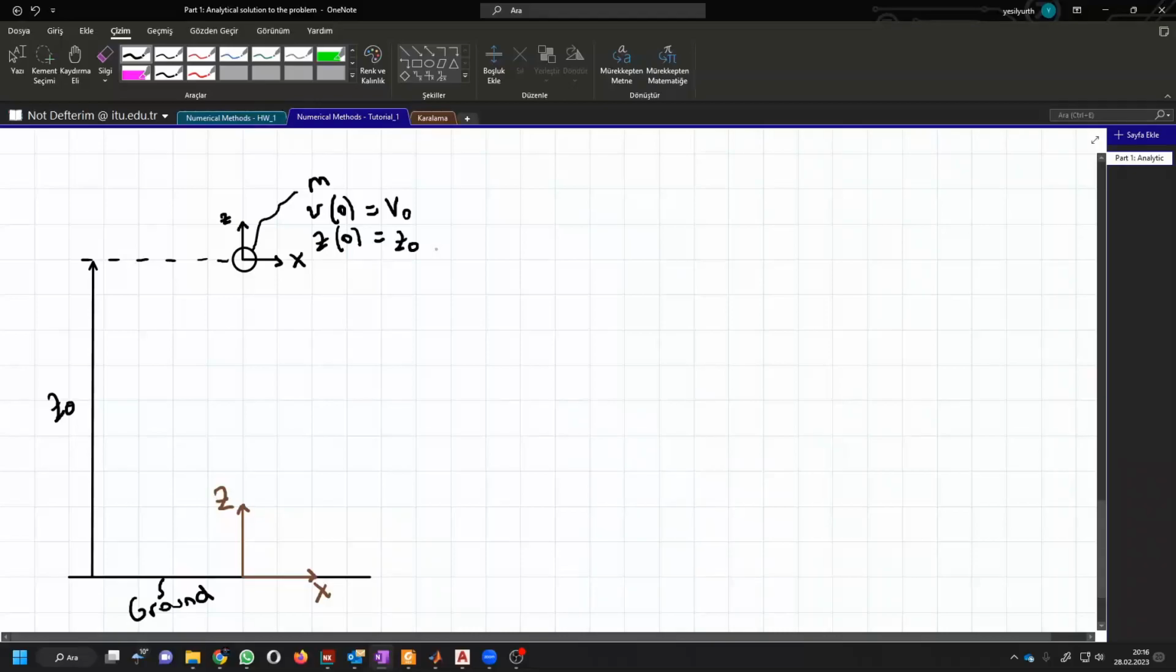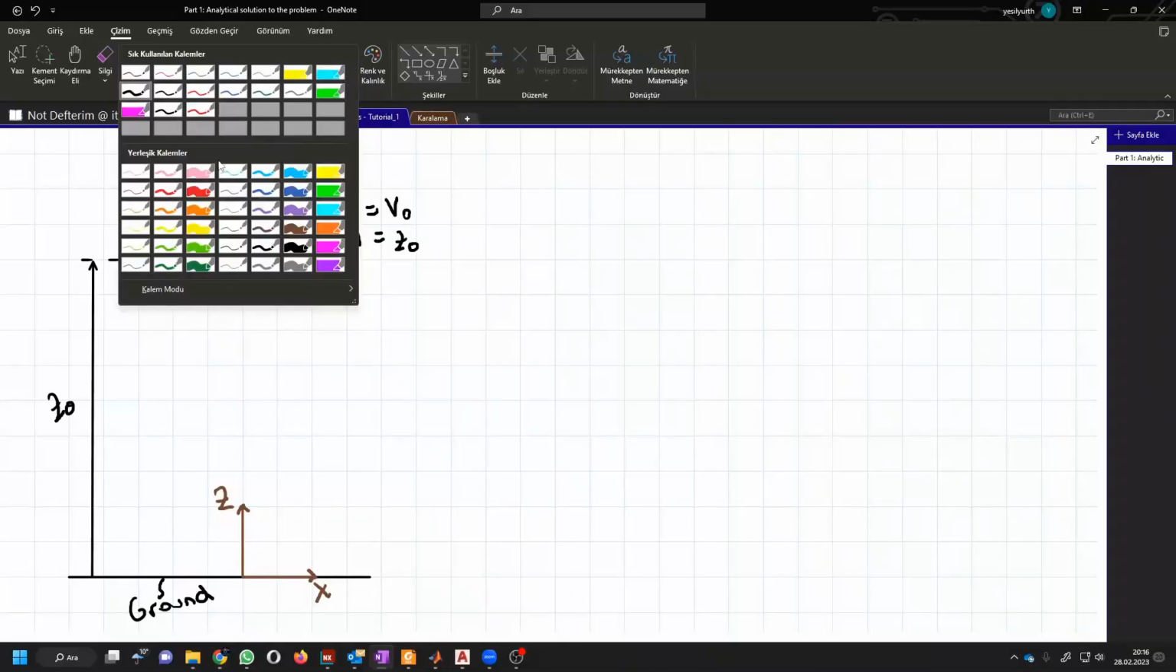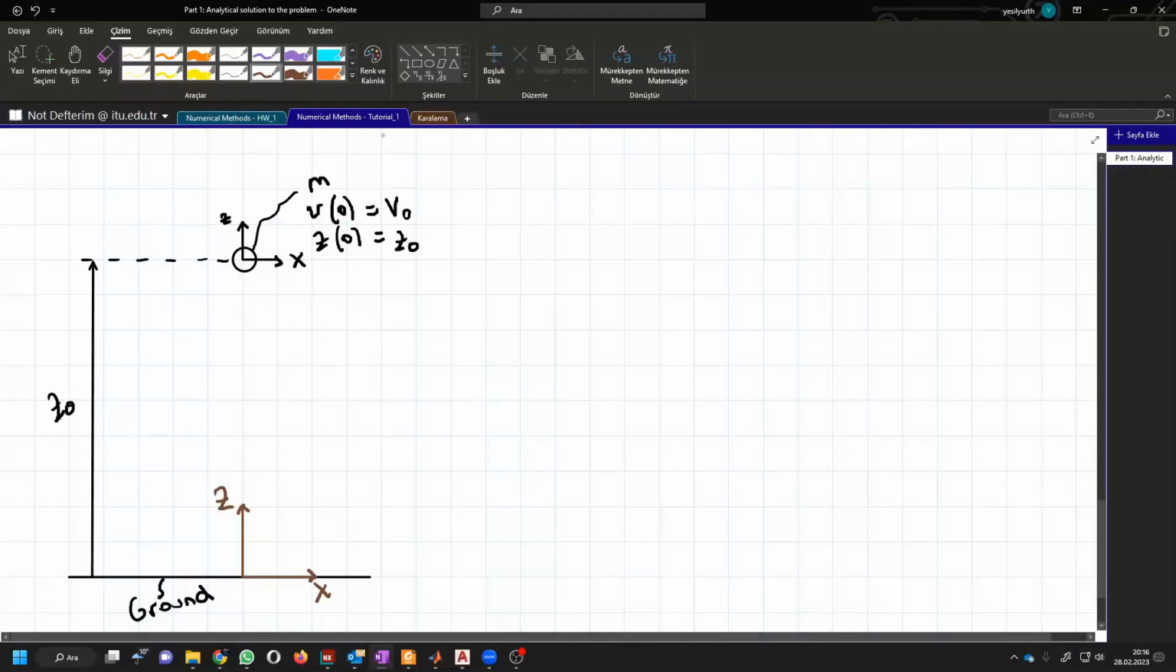For the first part, I have already said that I will use this problem just like in high school. So we don't have any aerodynamic force, we only have here the gravitational force because of the gravitational acceleration g, like this, and its magnitude is m times g.